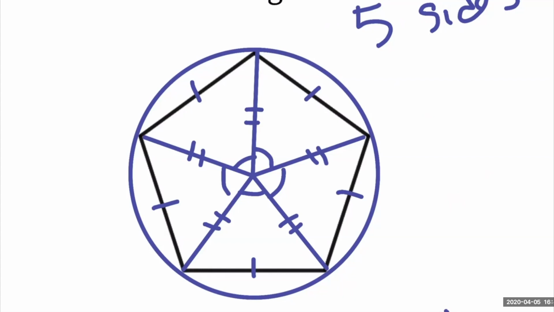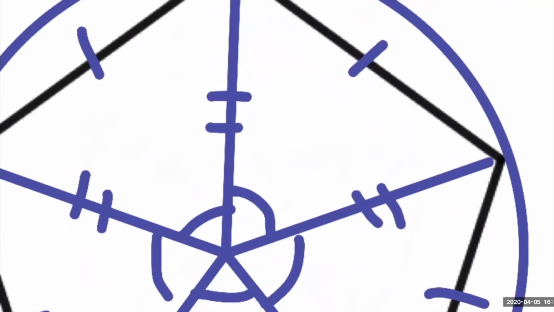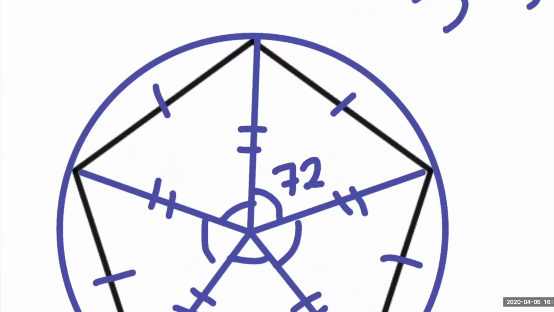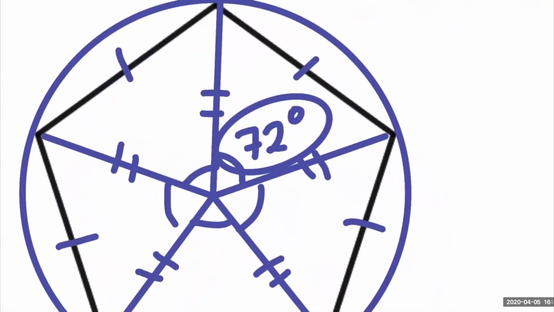So in order to find the measure of those central angles, we're going to take the entire measure all the way around, that 360 degrees that we get around the circle, and we're going to divide it by 5. So 360 divided by 5, you can check in your calculator, is 72 degrees. That means that the central angle for all of these triangles is 72 degrees.